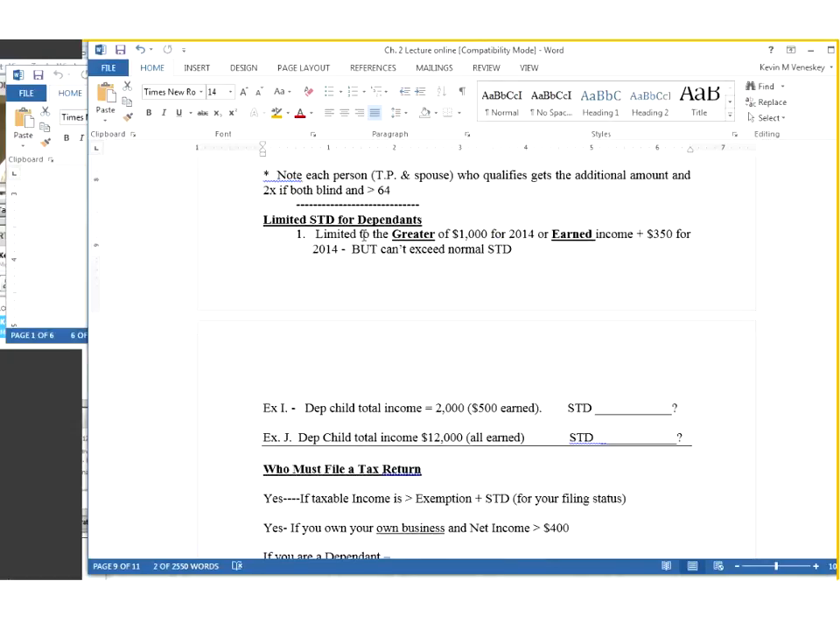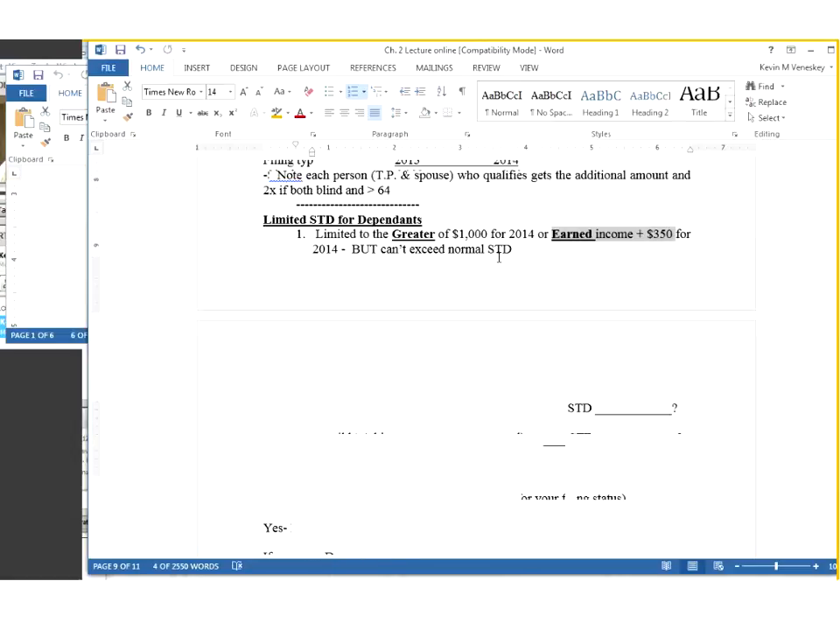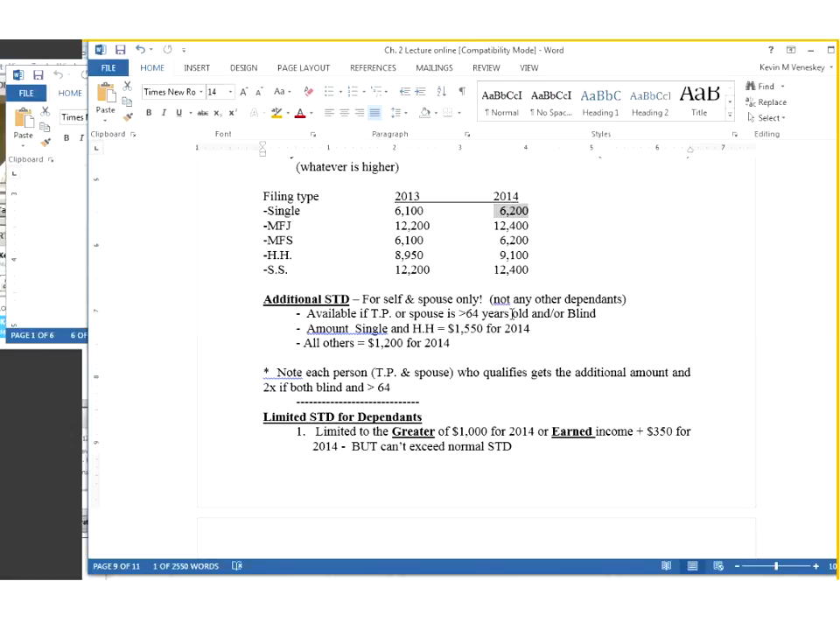You do get a standard deduction even though you're a dependent. Let's say somebody else can claim you on their return, back to my earlier example. Even though you can't claim yourself for an exemption, you can still claim a standard deduction for yourself. And I give you the qualifications, or what has to happen, and what the amounts can be. Notice it's the greater of $1,000 or your earned income plus $350, but it can't exceed the normal amount, which for most people will be the single number, $6,200.